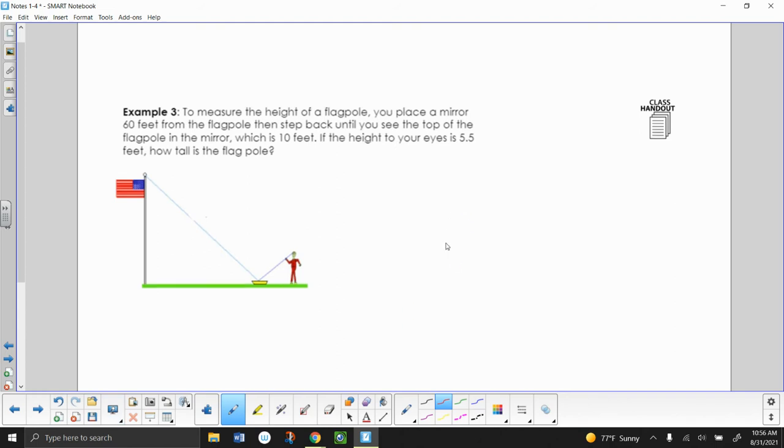All right, example 3. Here it looks like a mirror problem. So it says to measure the height of a flagpole, you place a mirror 60 feet from the flagpole. Okay, so the mirror is 60 feet from the flagpole. So that's going to be here. It says you step back until you see the top of the flagpole. So you step back and then you say that's 10 feet.